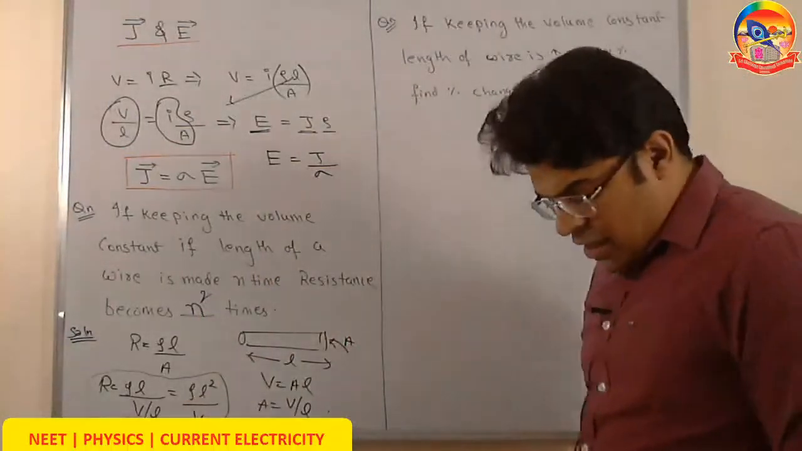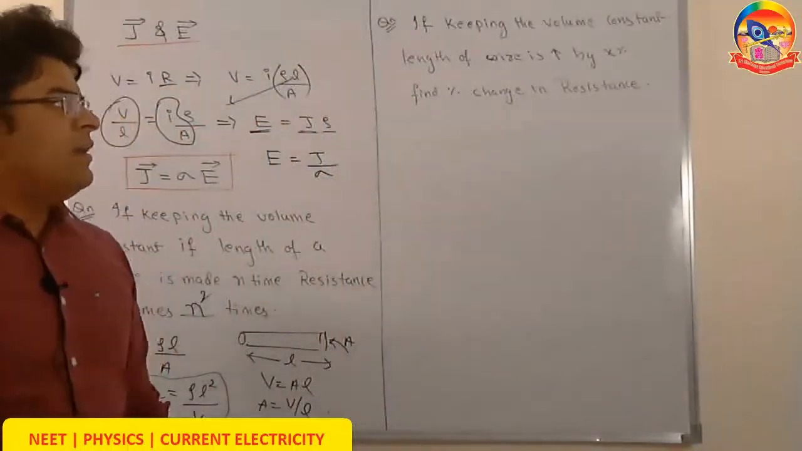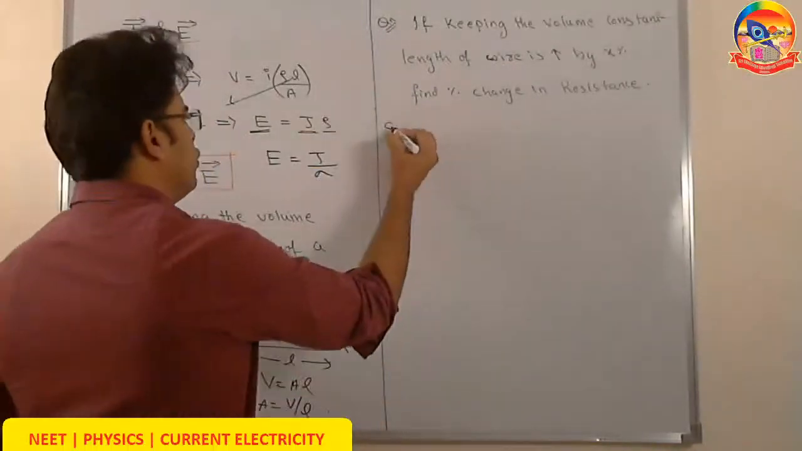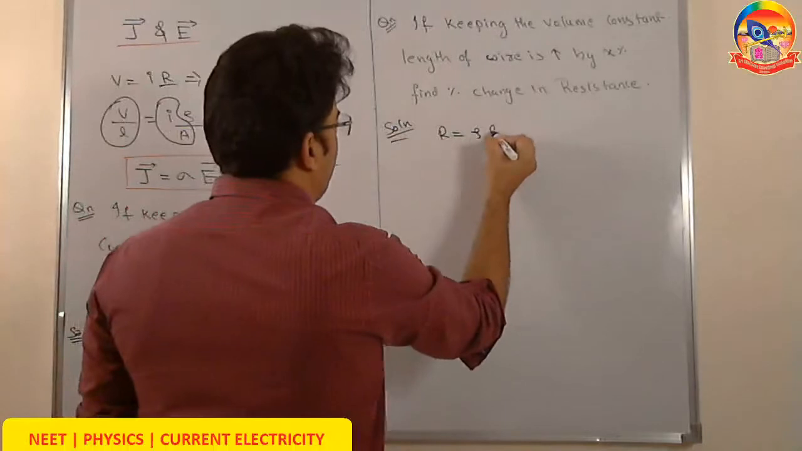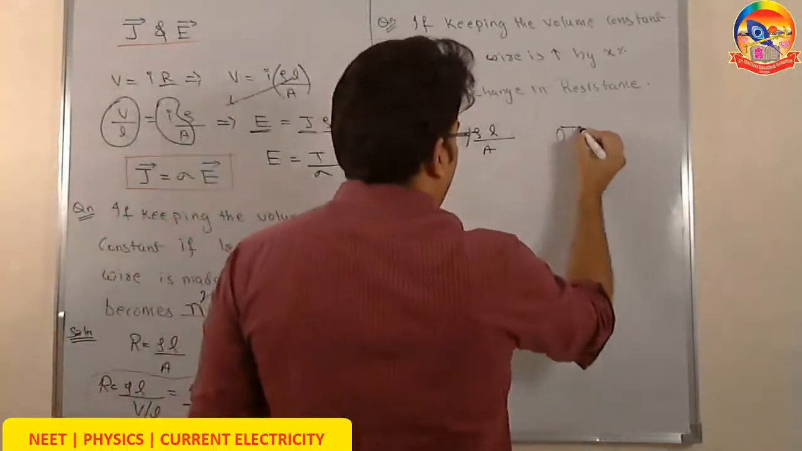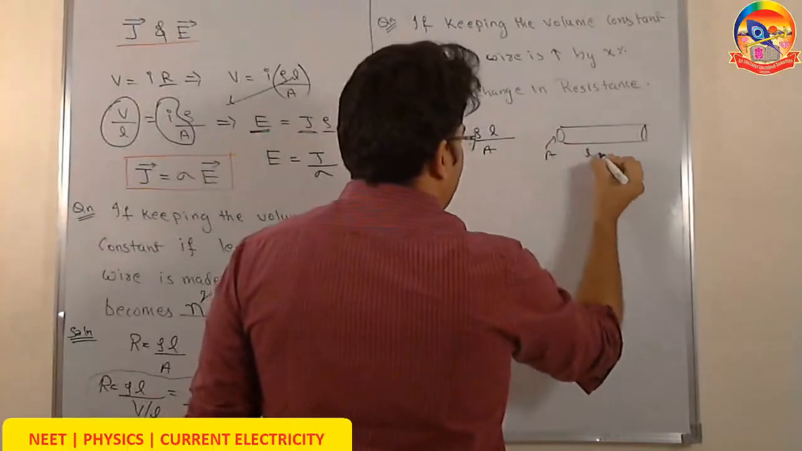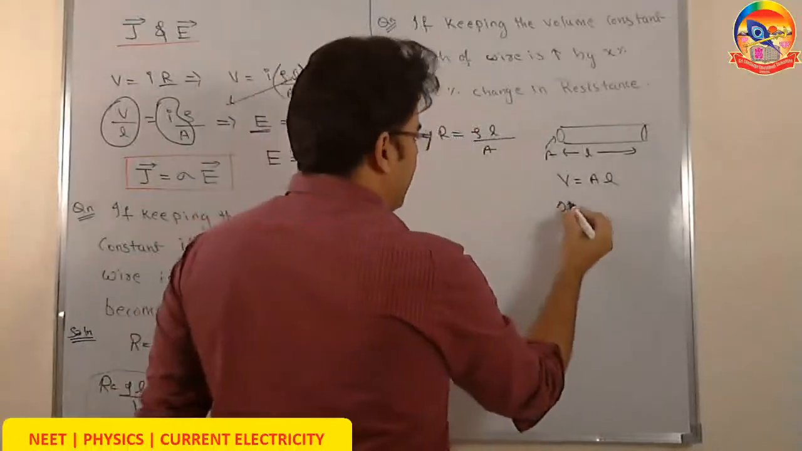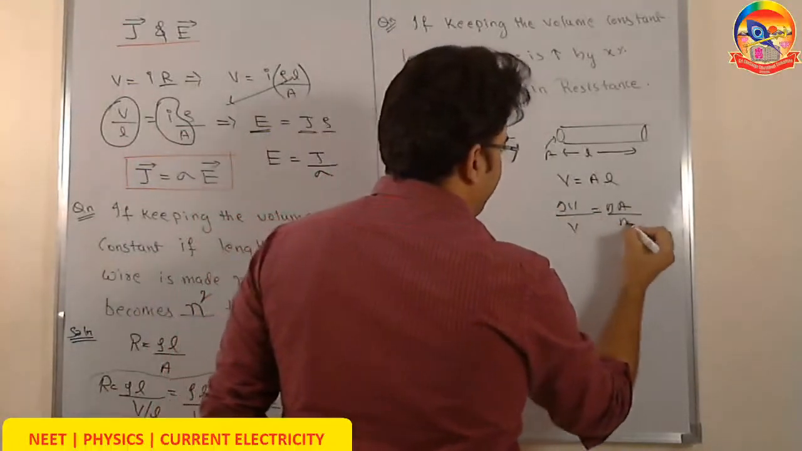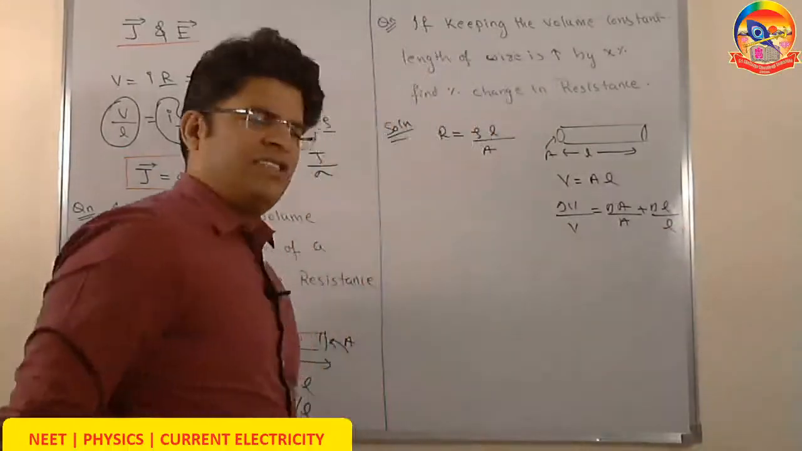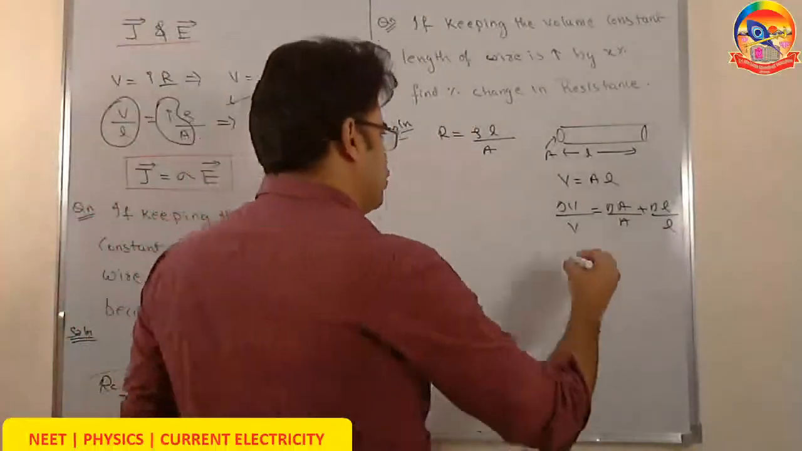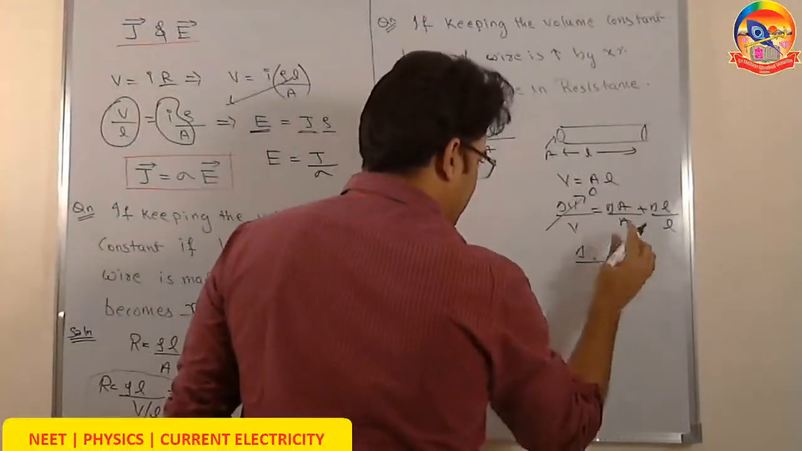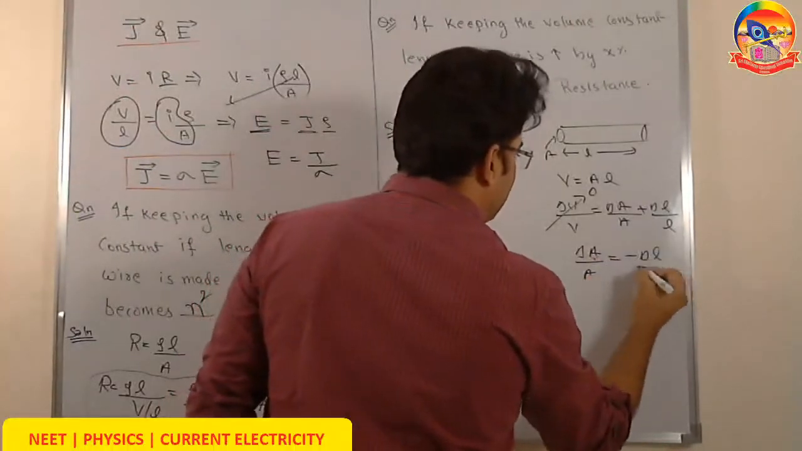Next question: if keeping the volume constant, the length of the wire is increased by x%, what is the percentage change in its resistance? So the solution, quite simple. We know that resistance equals rho L by A. Now again, if this is a wire, let's say area is A, length is L, we can write volume as A into L. For a small change, we can write delta V by V equals delta A by A plus delta L by L. But this wire stretches in such a way that there is no change in volume. Since there is no change in volume, this quantity becomes 0. So you can write delta A by A equals minus delta L by L.